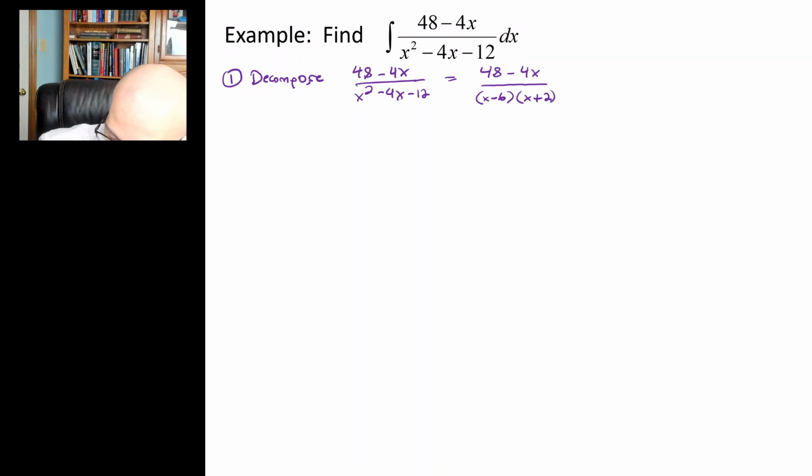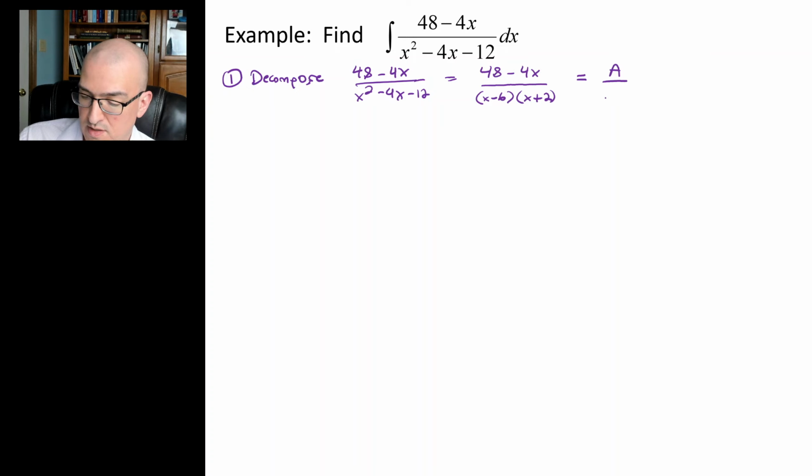So our theorem states that this can be reduced or rewritten or decomposed as an unknown constant over the first term in the denominator. So a over x plus 6 plus b over x plus 6.